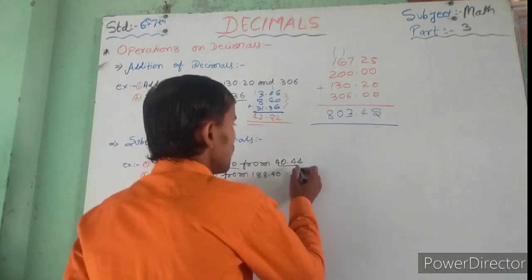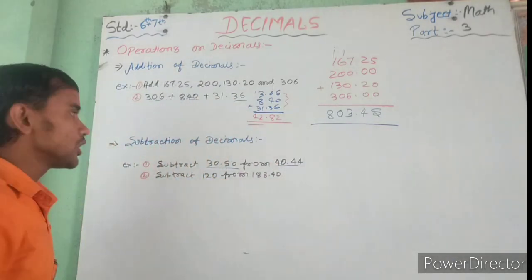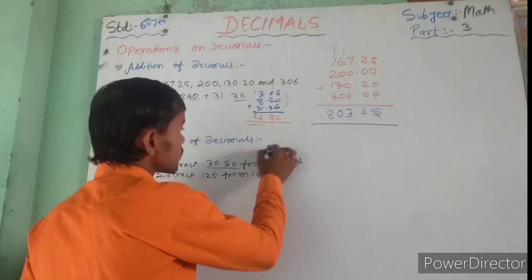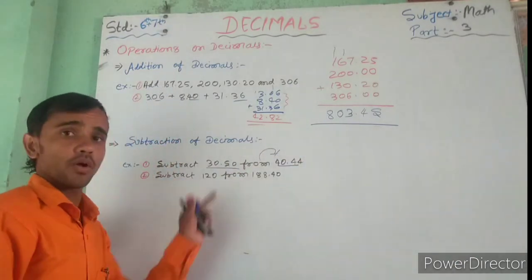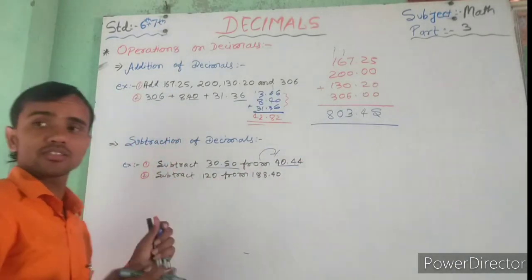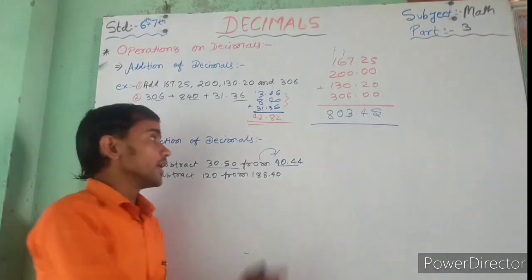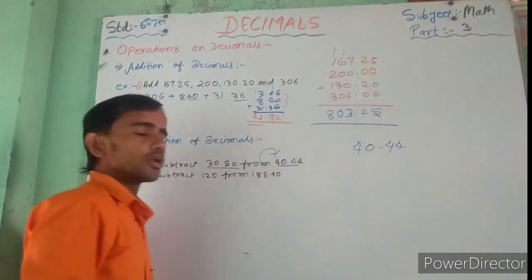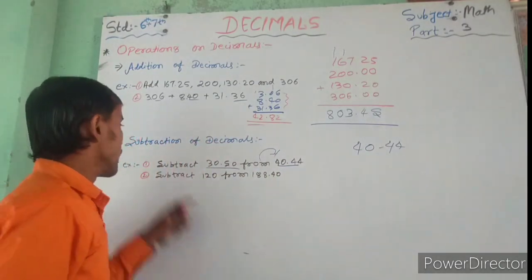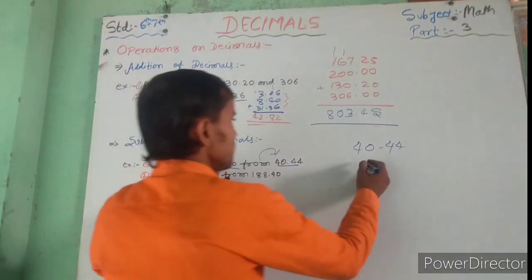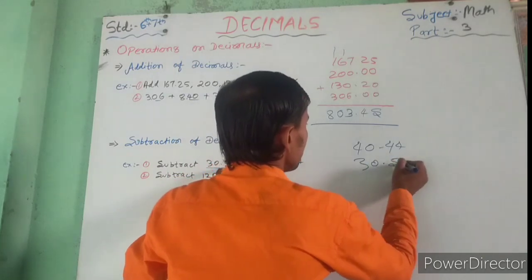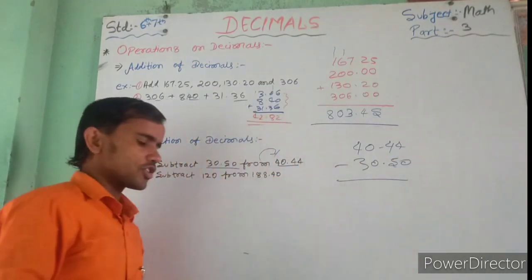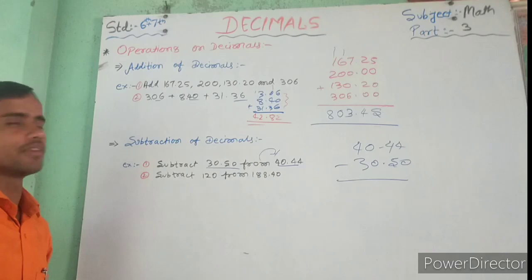30.50 from 40.44. My dear students, in subtraction, firstly you use the second number after "from", which number, right? That's the one you use first. Okay, so you write here 40.44. Next here 30.50. That's so easy when you start the solution of subtraction of decimal.